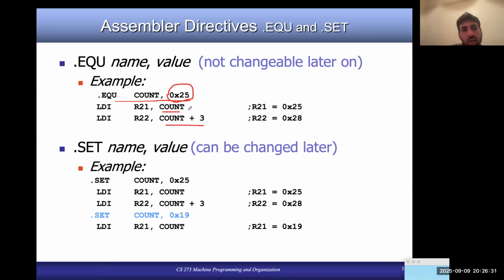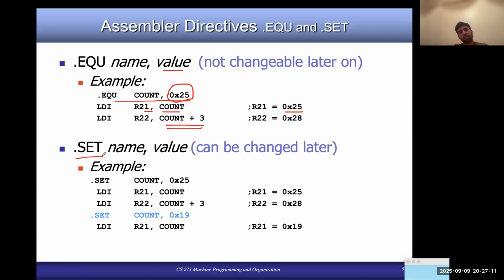plus 3. So what will happen? Your assembler will replace count with its value, which you have already equated to 25 in hexadecimal. So it will become: load immediate value of 0x25 into R21, and load immediate value of 0x28 into register R22. But one thing about this directive is that once you have declared it and set a name for a particular value, you later cannot change it in your program. What does it mean? It will become clear when we discuss the next directive, which is set.